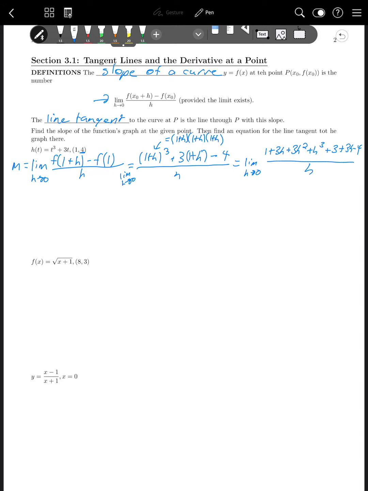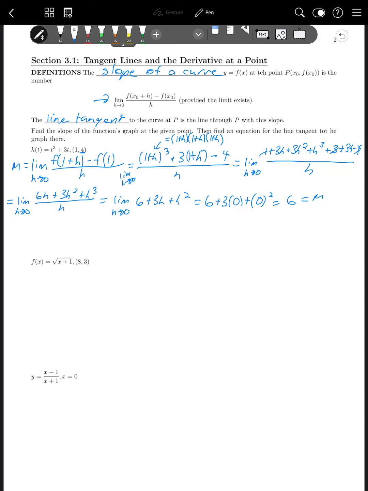And now we want to combine like terms. So this is the limit as h approaches 0 of 1 plus 3 minus 4, which is 0. So those all cancel. And then we can combine the other like terms. So this is 6h plus 3h squared plus h cubed all over h. And now we can cancel out an h, right? Because each of these terms has an h. So this is the limit as h approaches 0 of 6 plus 3h plus h squared. And now I can plug in 0. So this would be 6 plus 3 times 0 plus 0 squared, which equals 6. So that is the slope of our tangent line, the slope of the curve at that point.